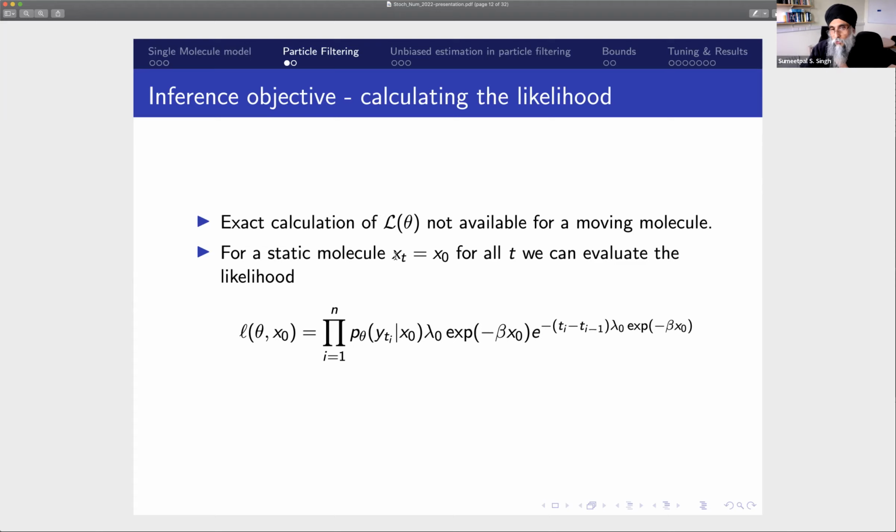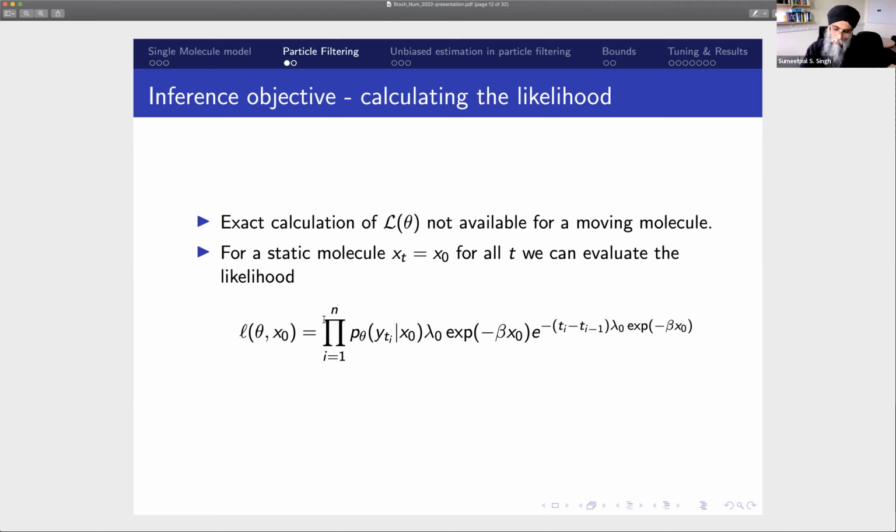But they know how to compute L theta if the molecule is static. If you assume the molecule is fixed, doesn't move from time 0 to capital T, then the likelihood collapses. That path integral just becomes the exponential of something which is very easy to estimate. I mean, there's no problem computing any of this. So if the molecule is static, they can compute the likelihood. If it's not, they can't.